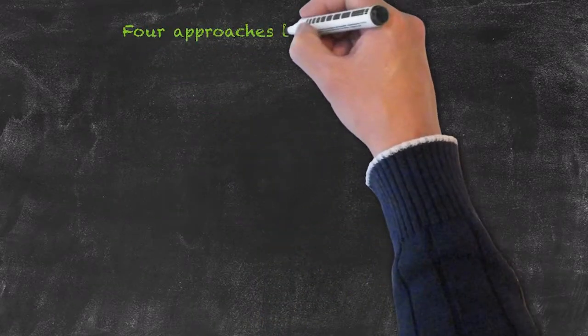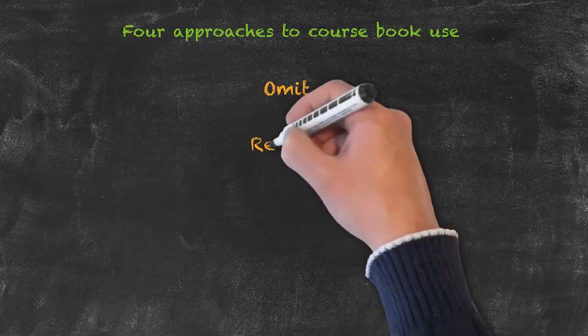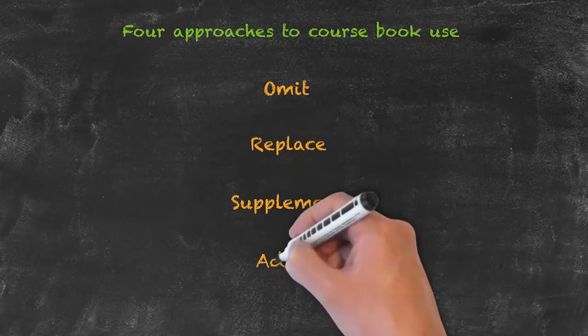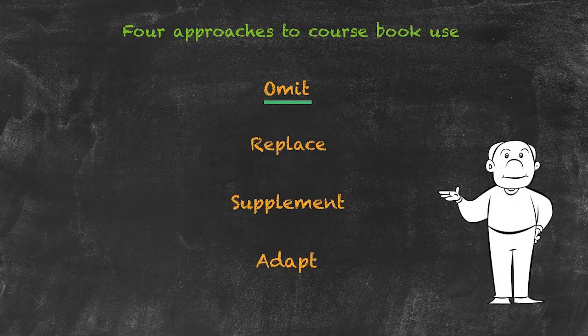So 4 different possible approaches to using the course books may be to omit, to replace, to supplement, or to adapt. With omit, basically what we mean is that we leave out selected parts of the material presented in the book, either a single part of a lesson or indeed a whole lesson or maybe even 2 or 3 lessons in a row. So we omit certain parts of the book.